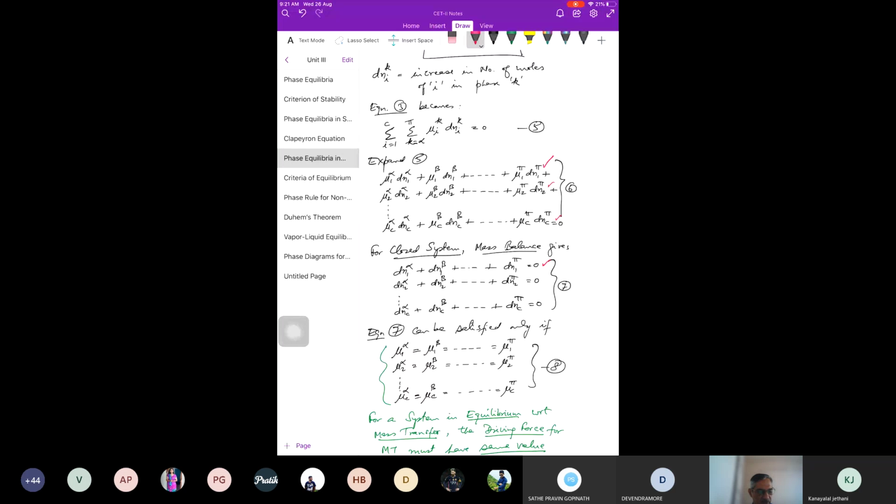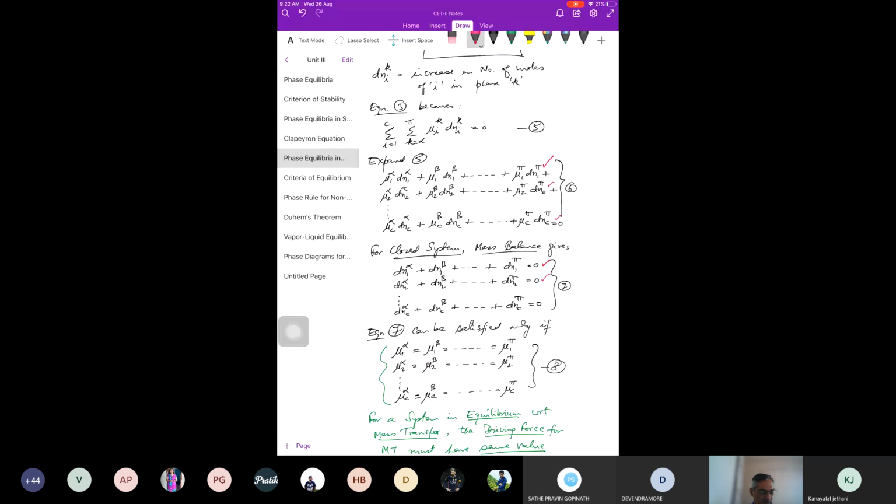The simple material balance which we have done in PC. There is no change in the number of moles. So dn of component 1 is equal to 0 for all phases. Similarly, we can write for the second component for all phases: dn2 for alpha phase plus dn2 for beta phase plus up to dn2 for pi phase, that is equal to 0. So there is no change in the total number of moles of component 1 or component 2 in all the phases. You combine all the phases, there is no change in the number of moles.